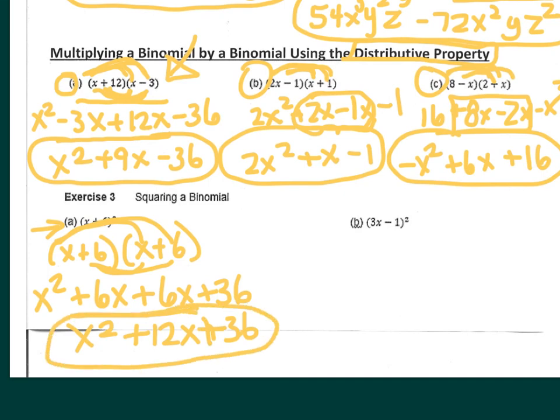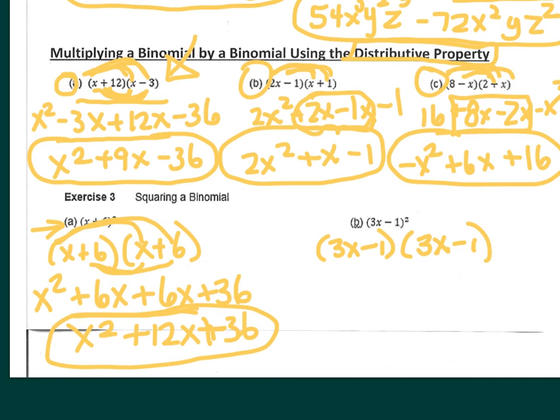Let's try one more of those. You'll notice that there's a squared there. You're squaring 3x minus 1. That does not mean just square the 3x and get 9x squared and just square the negative 1 and get plus 1. That is incorrect, because you're not squaring the two terms in the parentheses separately. You're actually taking this entire 3x minus 1 and you're squaring that, which means multiply it by itself.